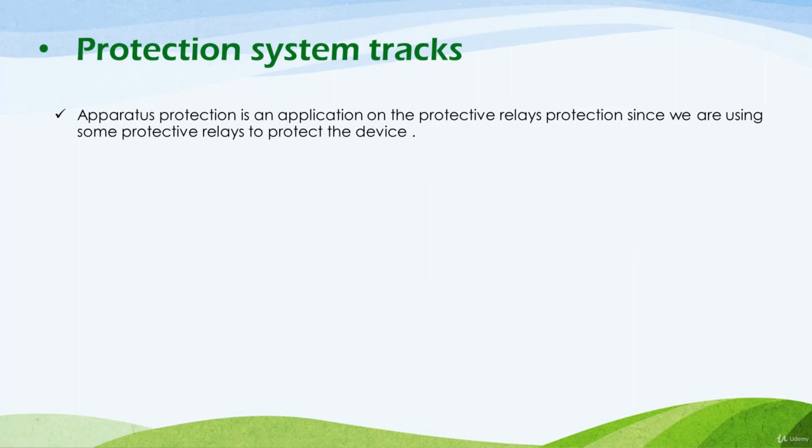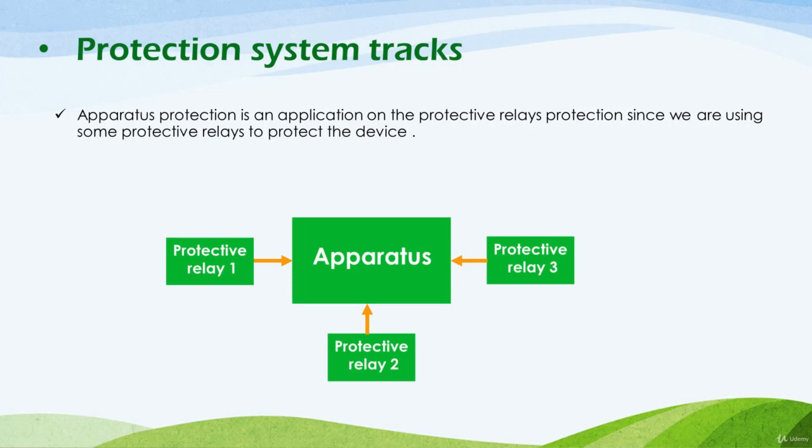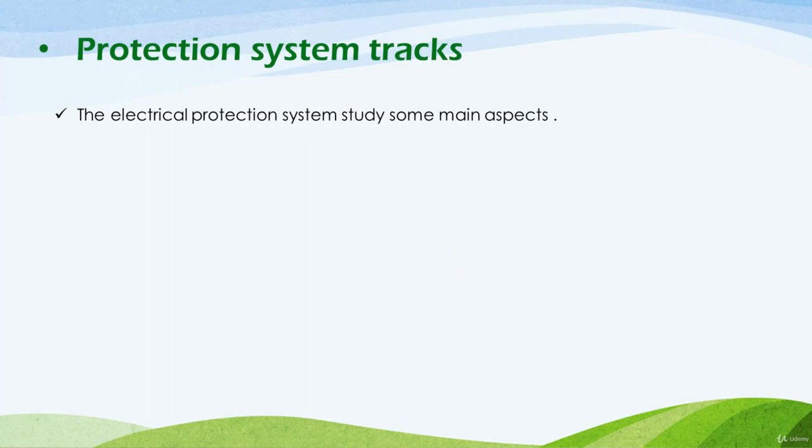As if we have a specific apparatus, we may use some different relays to protect it. Here we have a relay from the first type and another relay from the second type and another relay from a third type. So what we want to say is that there is a direct relation between the apparatus protection study and the protective relays study. Alright, so that's for the first two tracks of a study in the protection system.